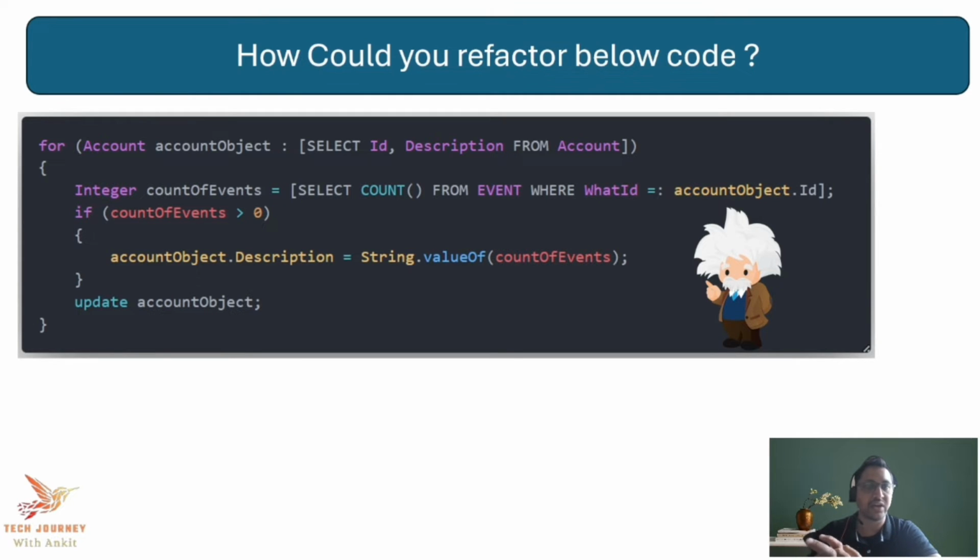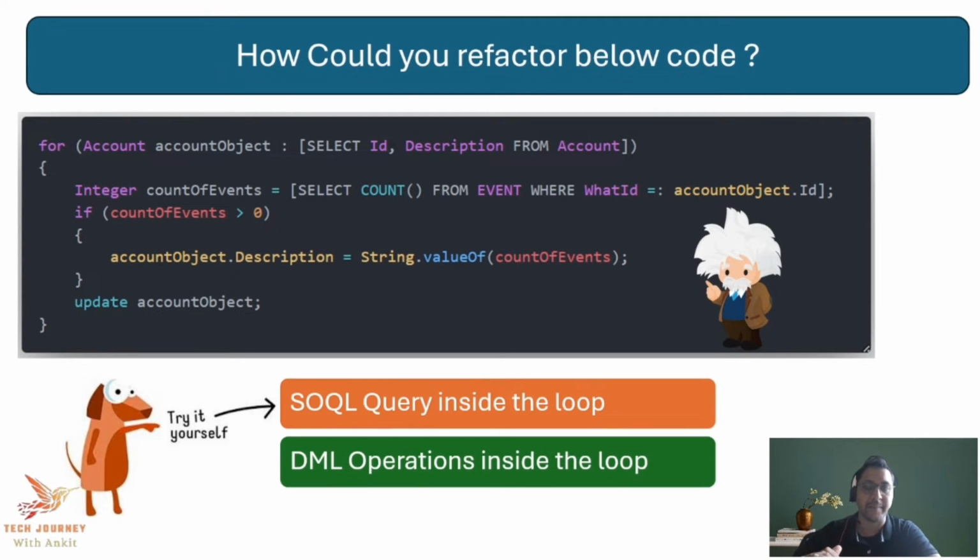They are making a query on the Account object. Now inside the loop, they are making another query to get the count of events. And once the count of events is available, again inside the loop, they are performing the DML operation. So can you please help me identify the two wrong things that they are doing in this code? One is they are performing the query inside the loop, and another wrong thing is they are performing the DML operations inside the loop.